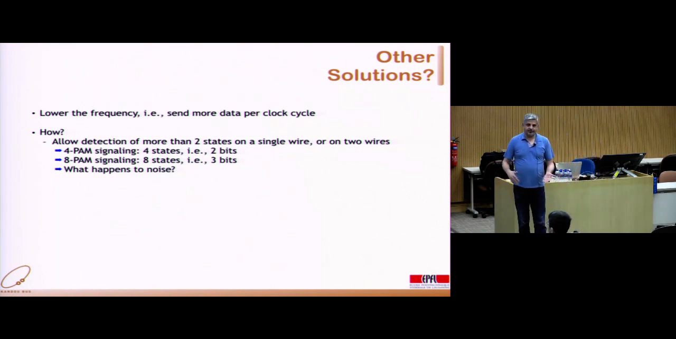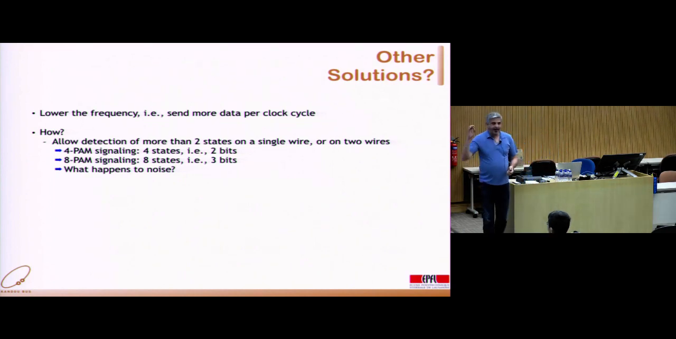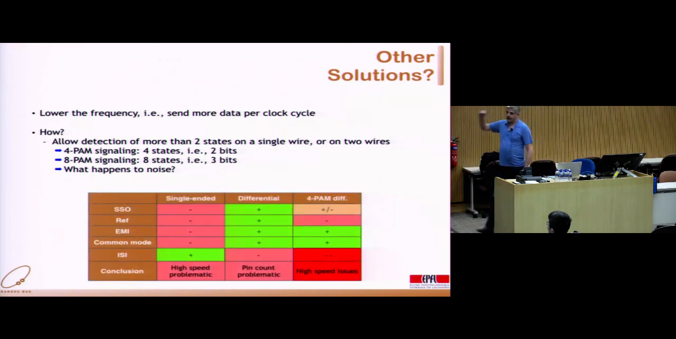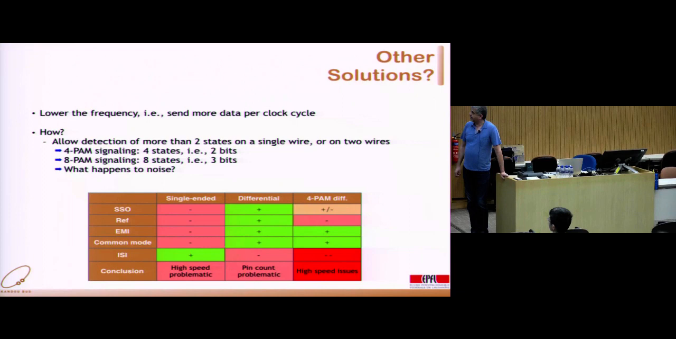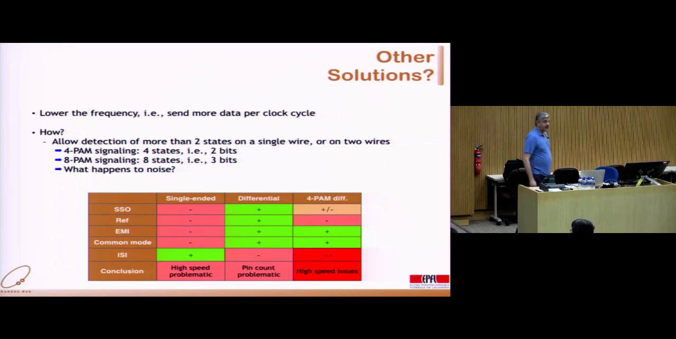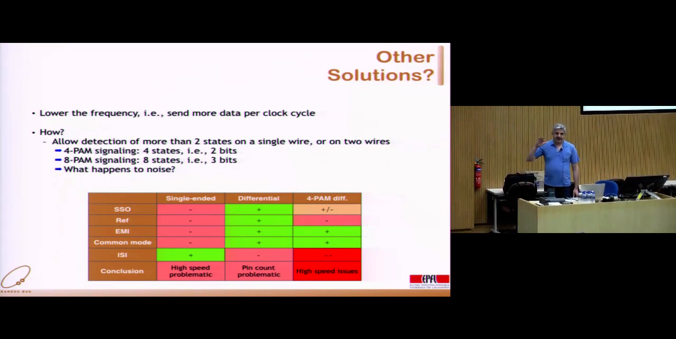Unfortunately, the industry has gone in this direction, because they have not really thought about the consequences of this. The point is, what happens to noise if you do that? It turns out, and I'm just doing it for 4 levels, that some noise types are good, like EMI and common mode noise. Other noise types absolutely suck, like intersignal interference. I have not told you what ISI is, but think of it as the major contributor of power when you want to detect the signals.